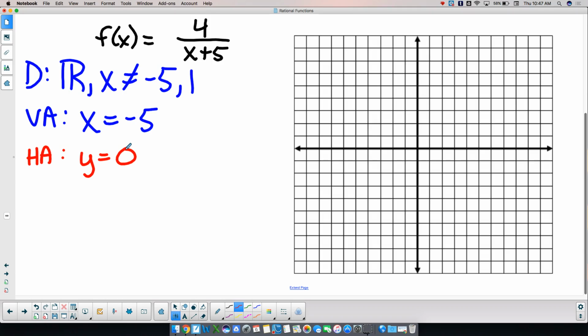Did you even do this problem yet? Did you do the graph? Then let's focus on that instead of focusing on having social hour.